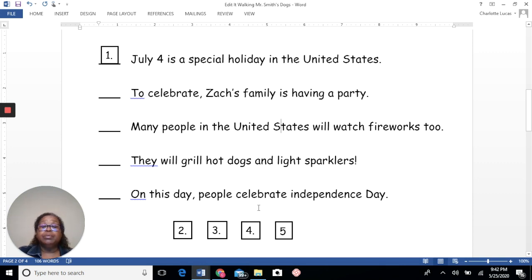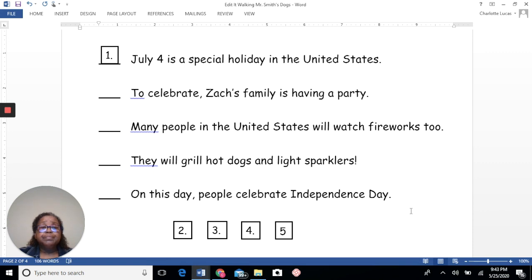On this day, people celebrate Independence Day. Well, Independence Day, that's a holiday. All holidays have to be capitalized. The word Day and the word Independence have to be capitalized. There, on this day, people celebrate Independence Day. Well, I think we've taken care of all of the capitalization and punctuation for these sentences. People's names are capitalized, the places, the countries, the months of the year, all capitalized. We have punctuation at the end, and all of our sentences begin with capital letters.